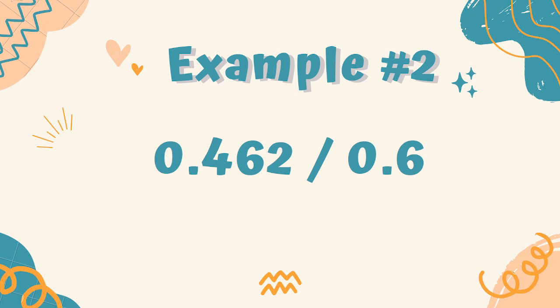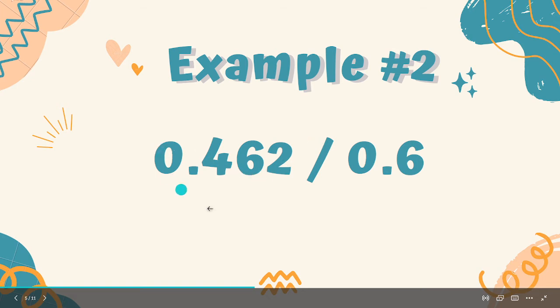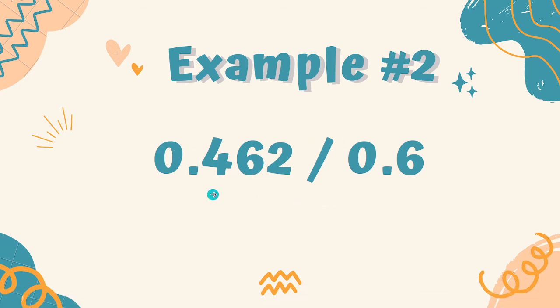Example 2. 0.462 divided by 0.6. To make 0.462 a whole number, you shift it to the right 3 times. And to make 0.6 a whole number, you need to shift it to the right 1 time. So in total, we shift it to the right 4 times. And now we just do the normal division, 462 divided by 6. You guys can do this on paper, just like you normally divide any number.